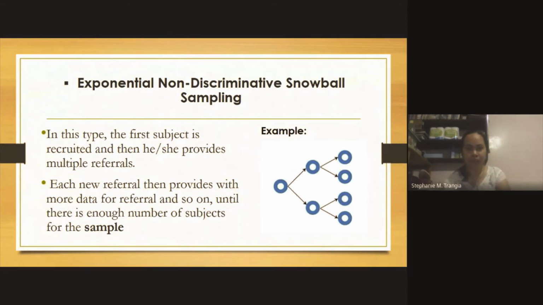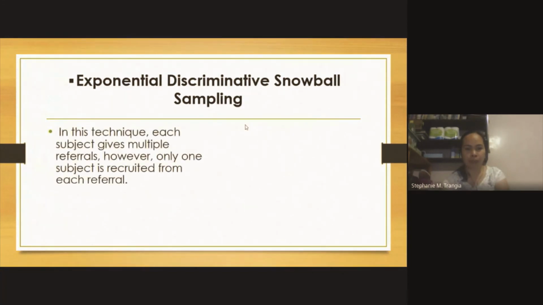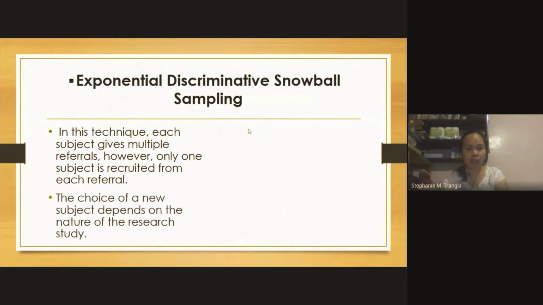Okay. So, the third type is exponential discriminative snowball sampling. In this technique, each subject gives multiple referrals. However, only one subject is recruited from each referral. So the choice of a new subject depends on the nature of the researcher.